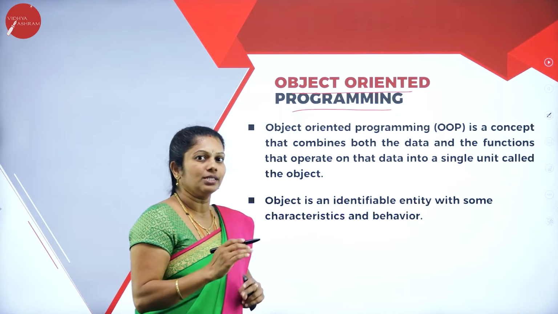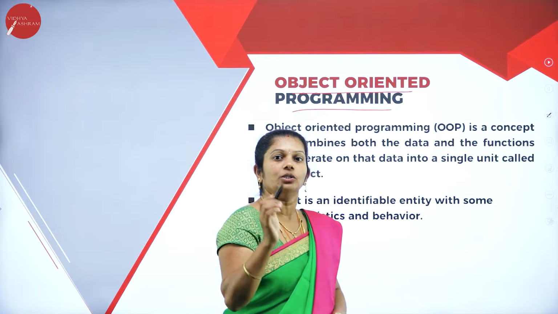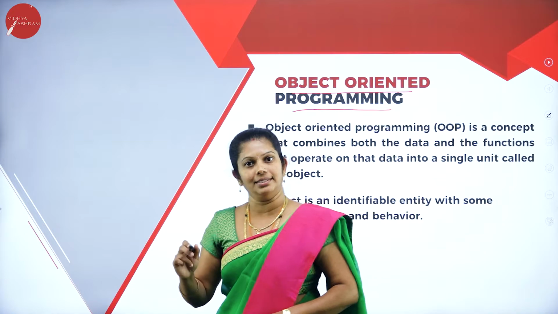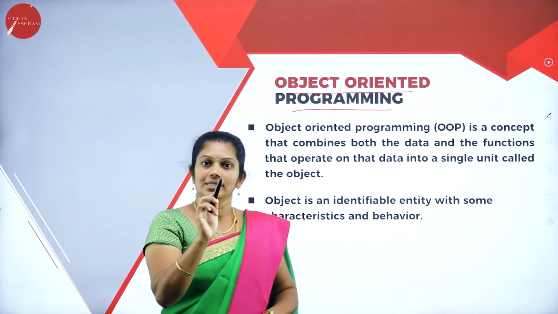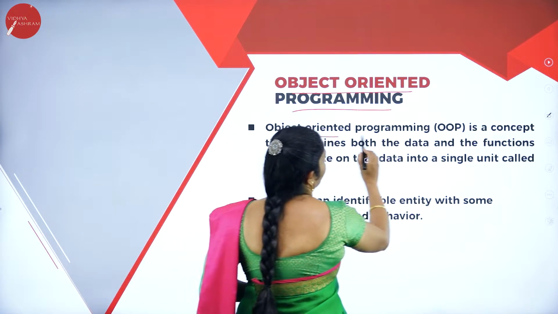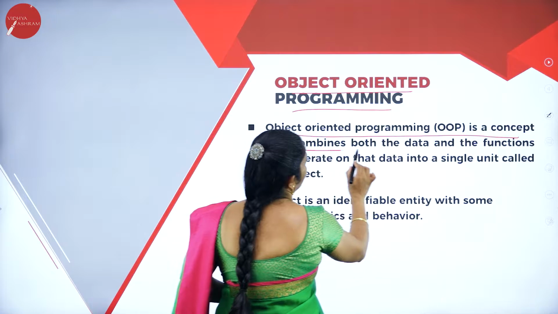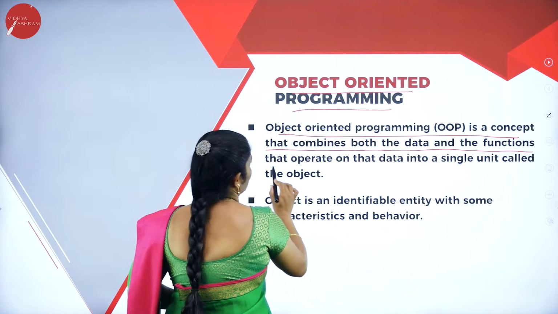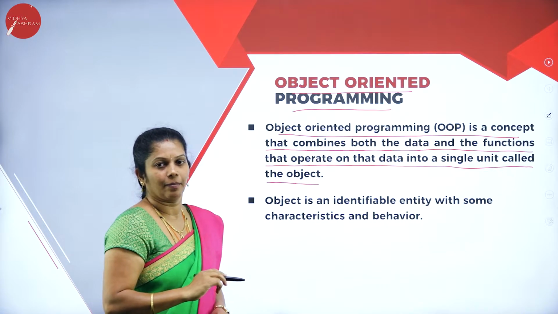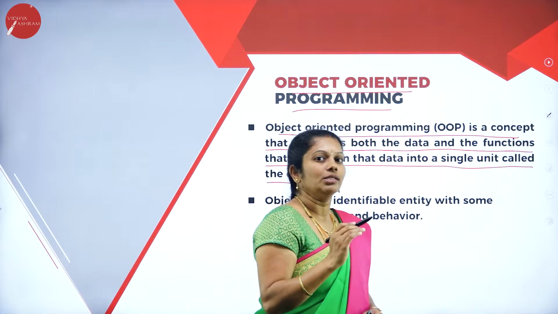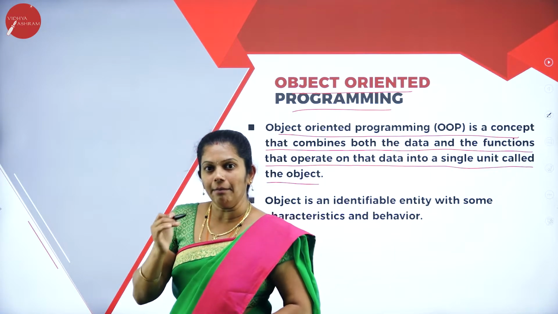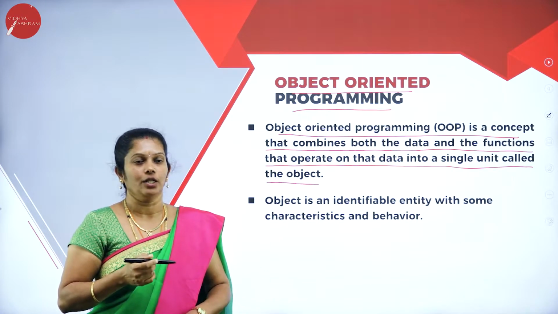Here we are not concentrating on procedure, it mainly concentrates on data. Whereas in procedural, it concentrates on procedure rather than data. Whereas in object-oriented, it concentrates on object rather than the procedure. Object-oriented programming is a concept that combines both the data and the functions that operate on that data into a single unit called an object. Here, it combines data as well as function into a single unit.